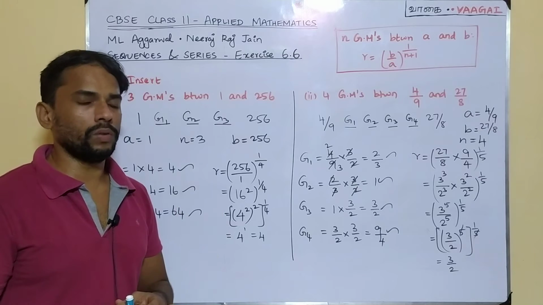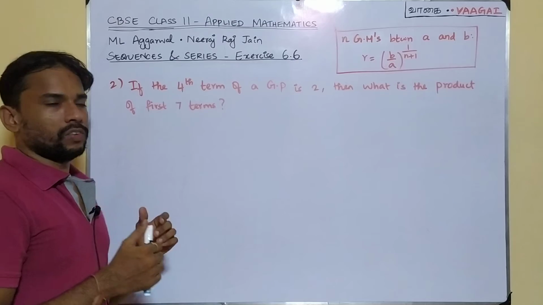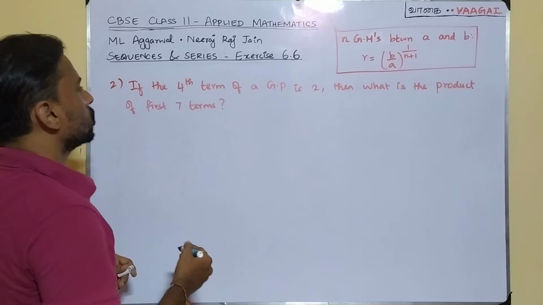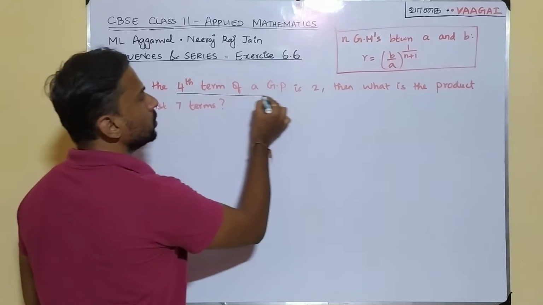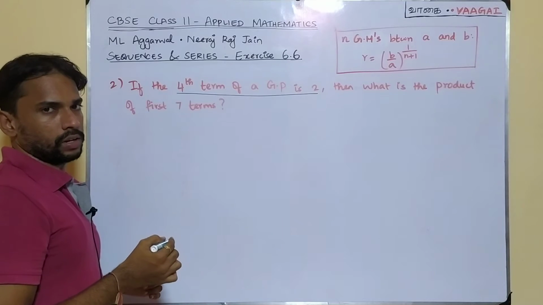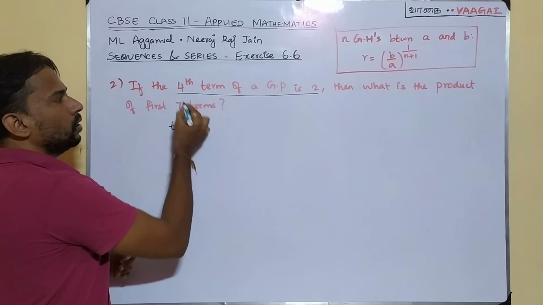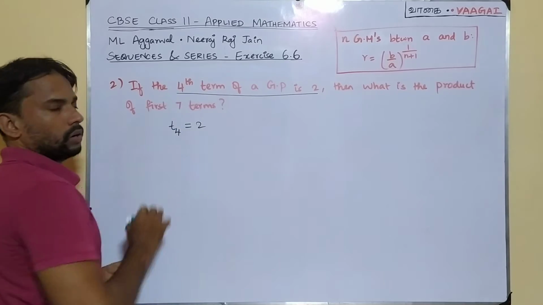Now let us move on to question number 2. The second question here we have: if the fourth term of a GP is 2. So that's a GP whose fourth term is 2. This is what is given here, so we'll note it. Term 4 is equal to what? Term 4 is equal to 2.